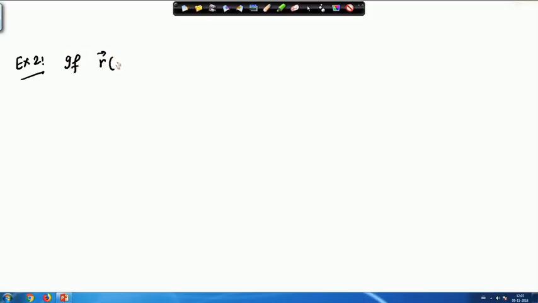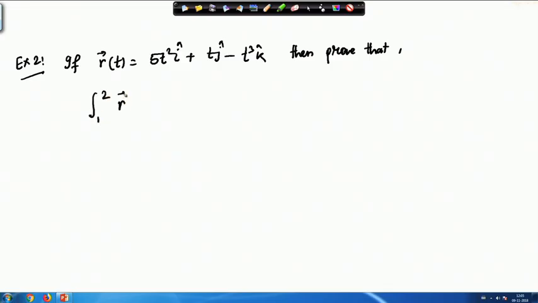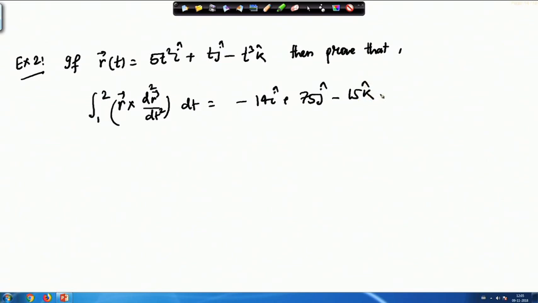So let us consider our next problem. If r(t) equals 5t² i plus t j minus t³ k, then prove that the integral from 1 to 2 of r cross dr/dt, or r cross d²r/dt² dt, equals minus 14i plus 75j minus 15k. So the solution would go like this.